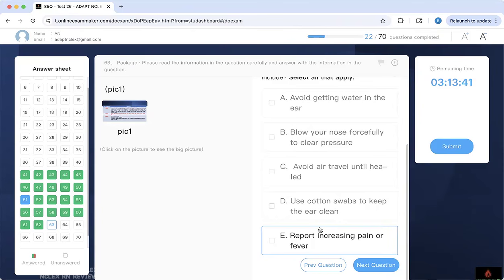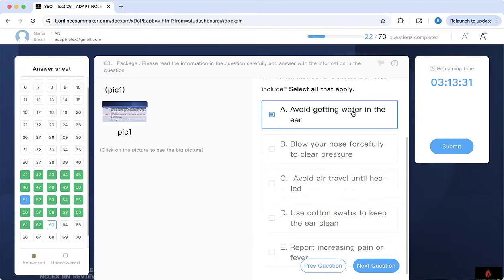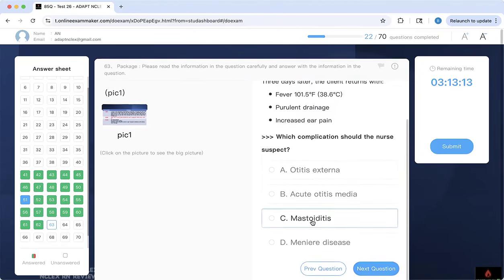You have tympanic membrane rupture. We send you home. What instruction should we give you? What do you think? Based on the rupture, of course, don't put water in your ear. It's a rupture. Blow your nose forcefully, that will cause more rupture. The pressure change will be a problem. You should not travel until you heal. You should not put cotton swab into your ear. And if you have more fever and pain, especially, you should call us because you may have infection.